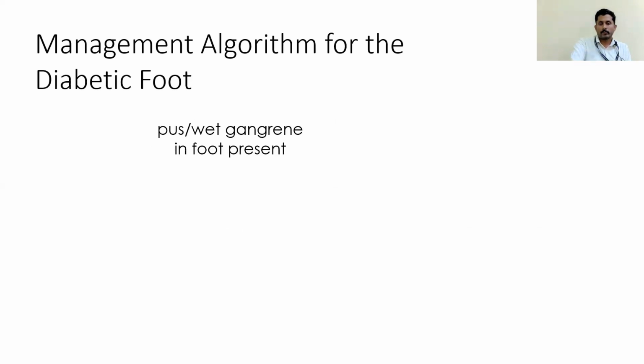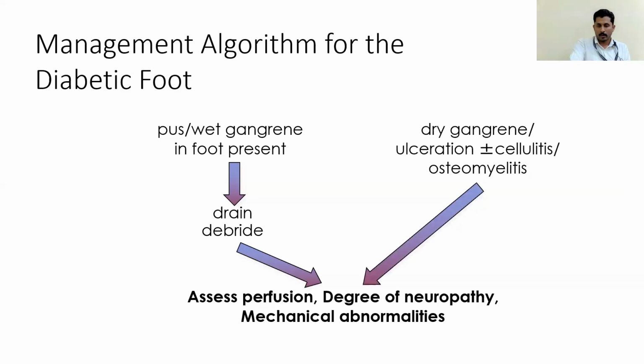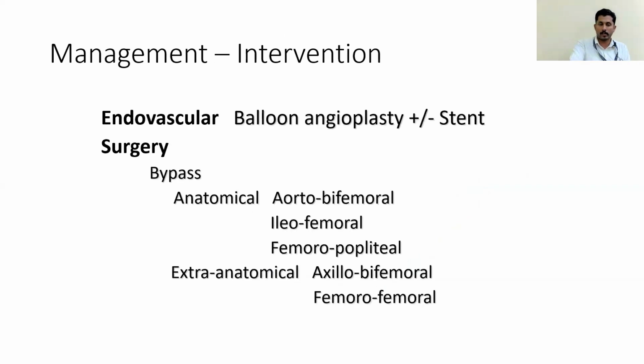Then coming to the management algorithm for diabetic foot, as we discussed, if there is sepsis, we have to get the sepsis under control first. We have to assess the perfusion, the degree of neuropathy and the mechanical abnormalities after getting the sepsis under control. If there is dry gangrene or osteomyelitis, again, we can assess the vascularity before any surgical intervention.